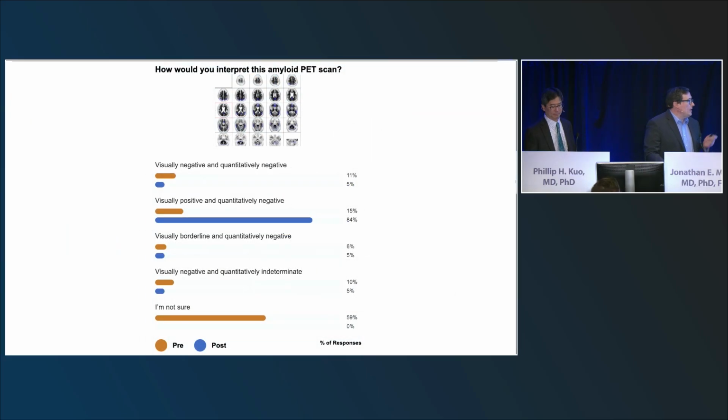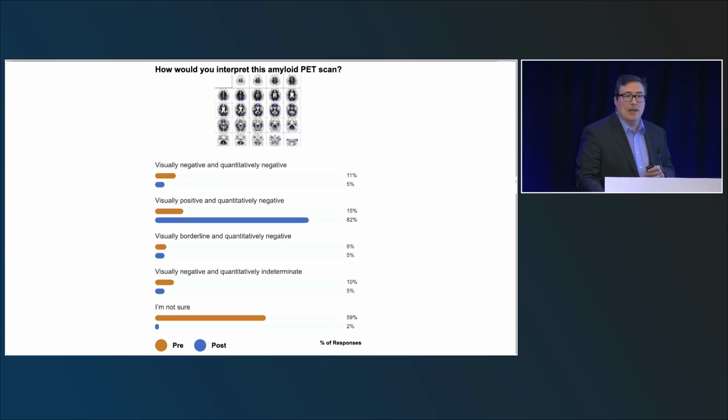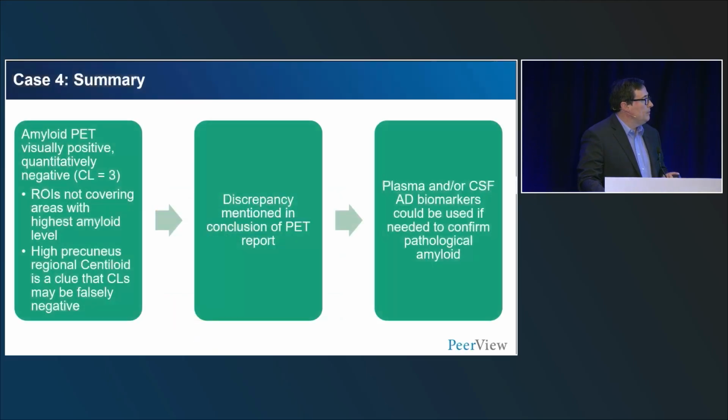Excellent. So I agree. I think the best answer here is visually positive and quantitatively negative. Now, I do think you could have an analysis where you could quantitatively show there's deposition in regions, but based on the centiloid, they are negative. But I would explain in my report the discrepancy is likely due to ROI placement. So this is an issue with the ROIs. As I mentioned, looking at the precuneus and posterior cingulate, particularly in this case the precuneus, is important. You mentioned the discrepancy in the PET report, and if it's important to resolve this, comparing with plasma or CSF values could be done.